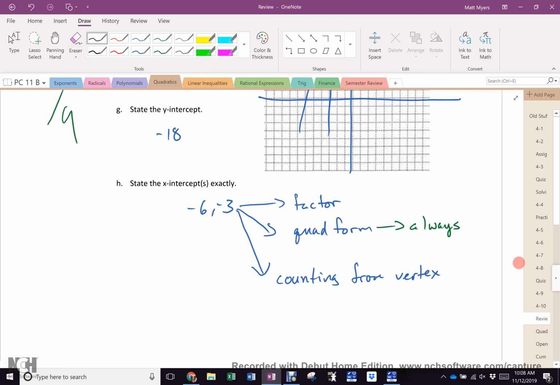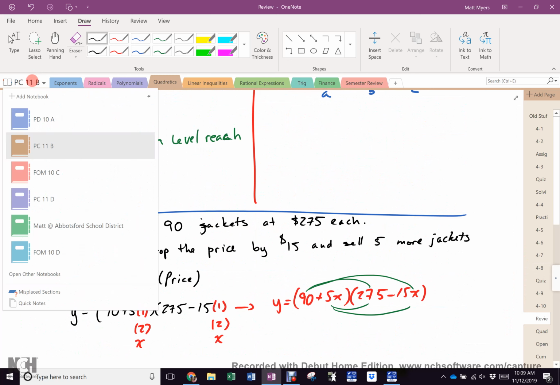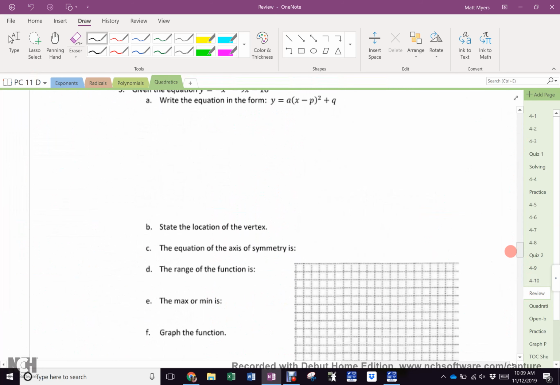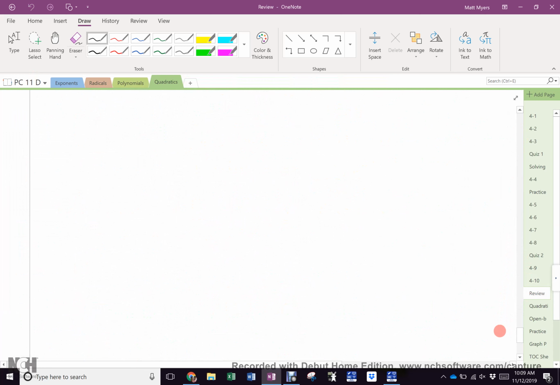Okay. Now, something that I have found in my many years of teaching this course is that you kids are sometimes not so hot at using quadratics. What do you mean by using quadratics, Mr. Myers? I'm talking about word problems.